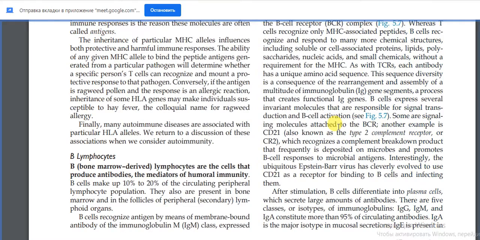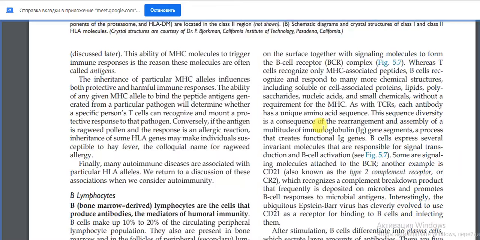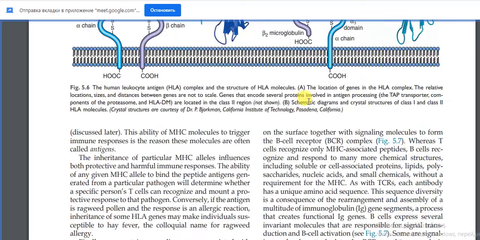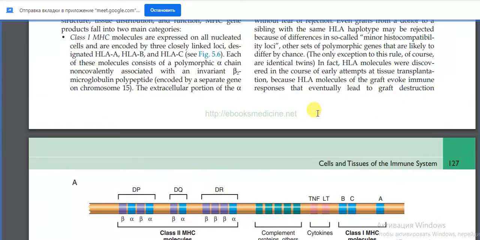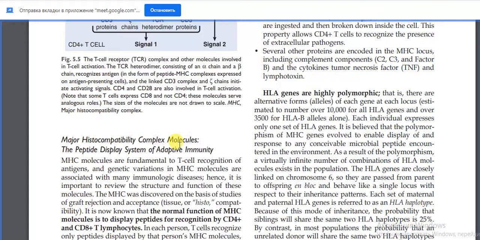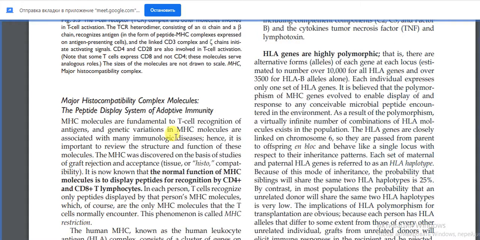Hello, dear guys. So here we continue our set of lectures about immunity, immunology, and previously we stopped on the topic of MHC. What is MHC and HLA? So MHC and HLA is actually similar. I remind you that it is the major histocompatibility complex.